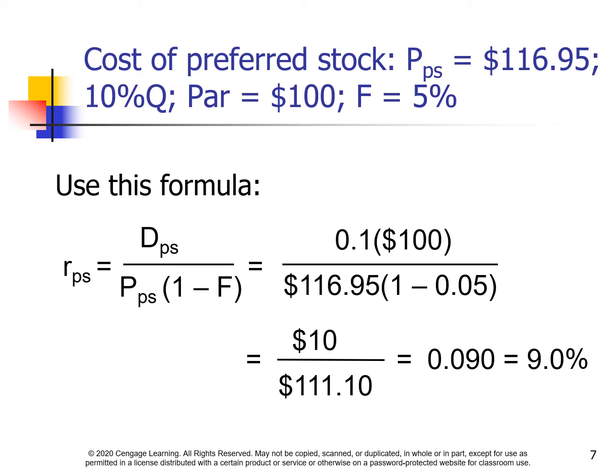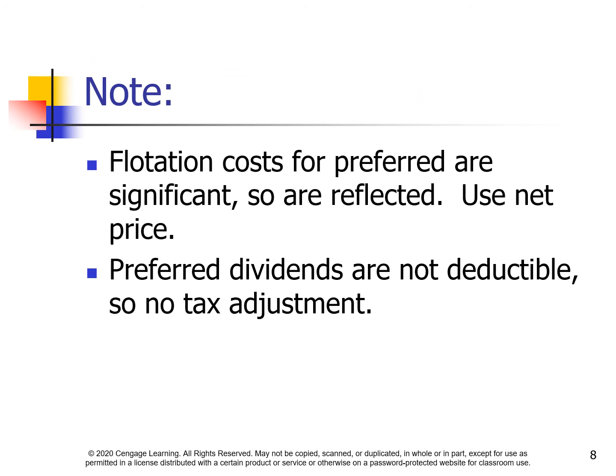Cost of preferred stock. We can use this formula: the dividend of preferred stock divided by the price of preferred stock times 1 minus the flotation rate. Please notice that flotation costs for preferred stock are significant, so they are reflected. Use a net price. Preferred dividends are not deductible, so there is no tax adjustment.